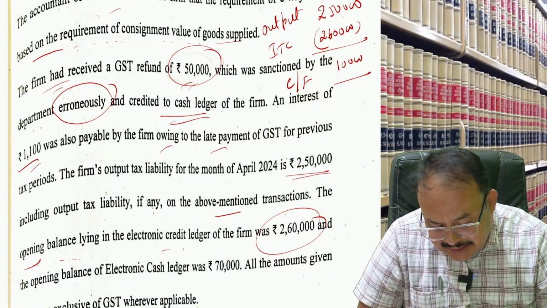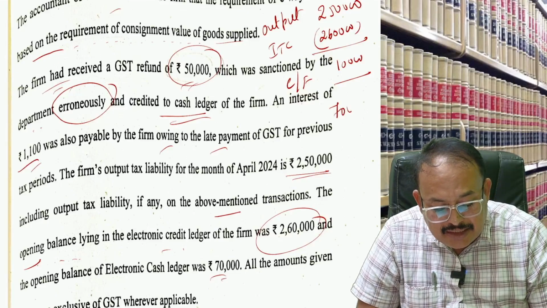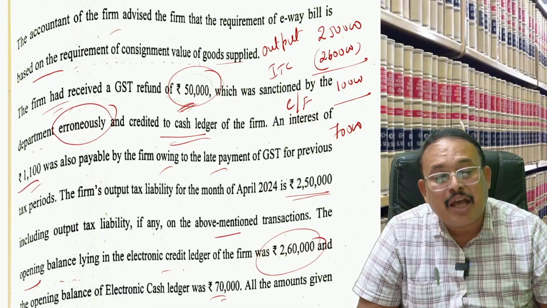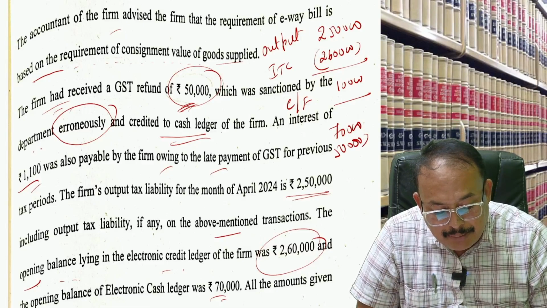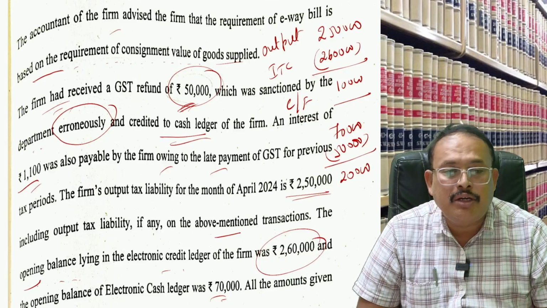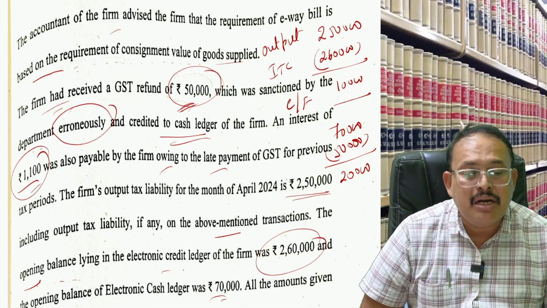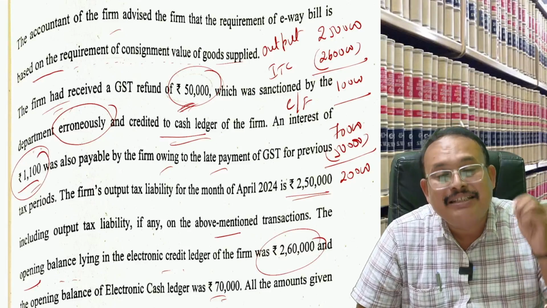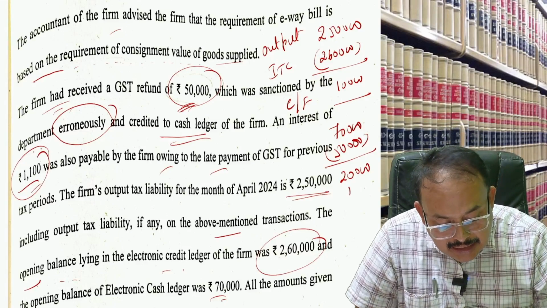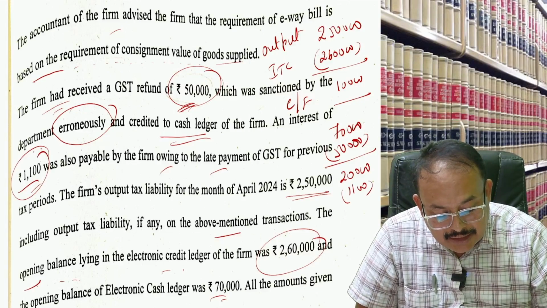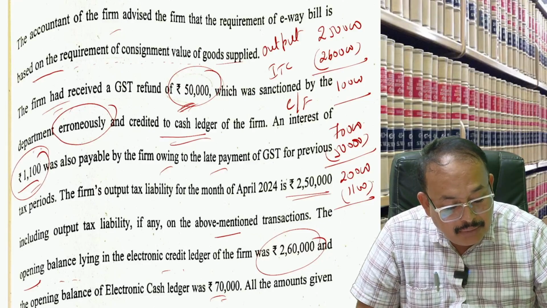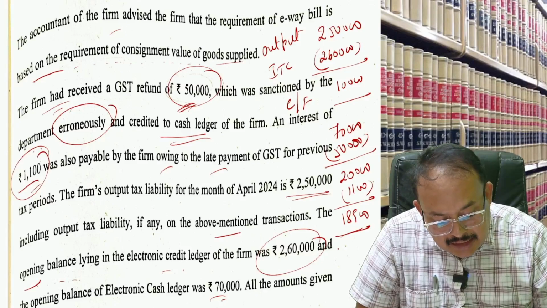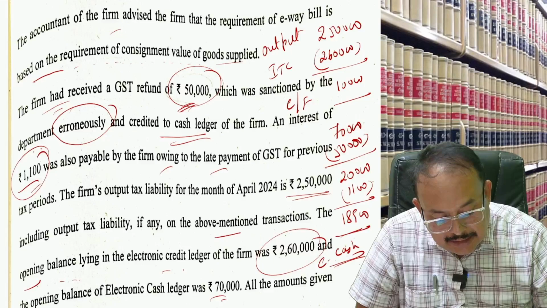And the opening balance in the electronic cash ledger, how much is it? 70,000. Out of rupees 70,000 in the electronic cash ledger, rupees 50,000 is there as an erroneous refund. Therefore, the 50,000 should be paid back to the department. Thereafter, what is the balance in the electronic cash ledger? 20,000. Now I have to pay 1,100 as interest; that cannot be adjusted against the available electronic credit ledger. Therefore, it should be adjusted against the available cash ledger. So I can utilize the cash ledger to pay my interest of 1,100. The balance comes to 20,000 minus 1,100, so the balance 18,900 is available in the electronic cash ledger.